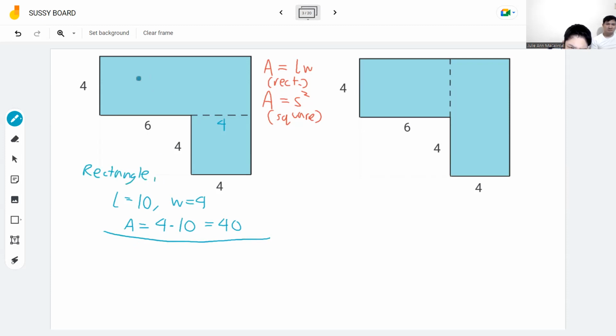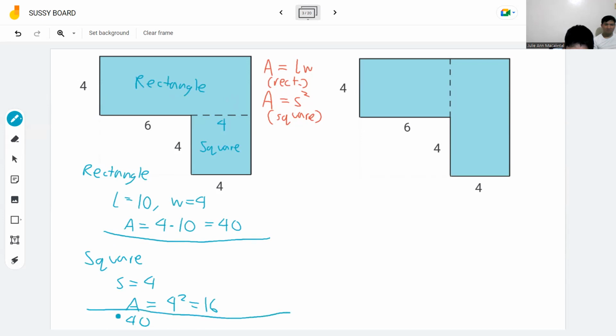So I'm going to label this as rectangle, R and S. Therefore, the total area is 40 plus 16, 56 square units.